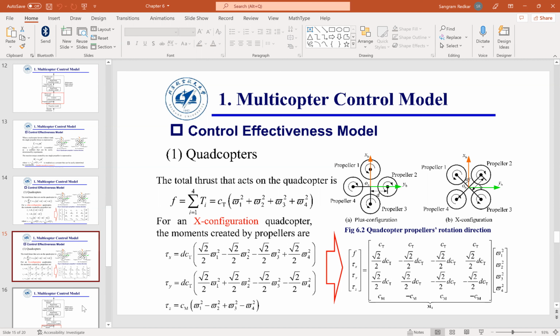Yeah. So basically, that's why this factor comes into the picture. And same thing, just like what we did in the previous case, you add that in the matrix form, and that becomes the control equation for your X configuration quadcopter. And this is the very basic quadcopter control.